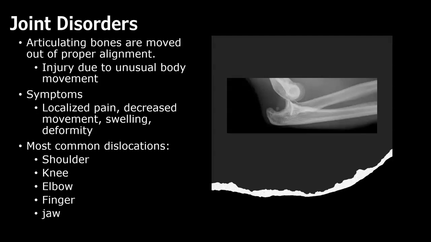With joints and age comes different joint disorders, and even sometimes without the age, some people are born with different types of joint disorders. With these, the articulating bones are going to be moved out of their proper alignment, and it could be caused from injury due to unusual body movements. So symptoms of this could be things such as localized pain, decreased movement, swelling, and of course, deformity over time. Most common dislocations with the joint disorders is going to be a shoulder dislocation, followed by knee dislocations, elbows, fingers, and even your jaw.